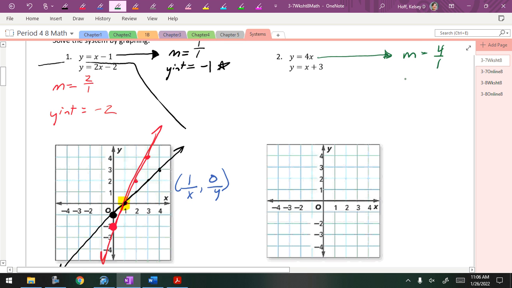Slope is 4 over 1. What's my y-intercept? What number could be written here that would not change the equation? 0. If there is not a number written there, it would be 0. So my starting point is 0. What's 0? The origin, 0, 0. Very good. So what does my slope tell me to do? Up 4, right 1.